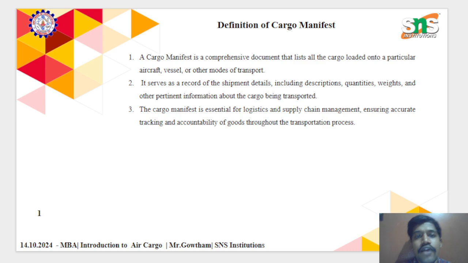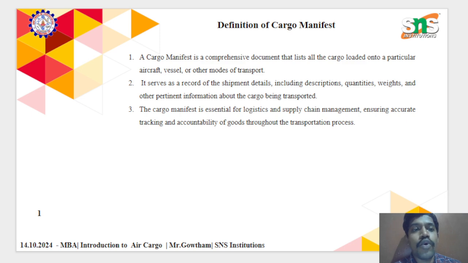So what is the cargo manifest? The cargo manifest is a kind of document which is used by cargo companies, because the paper we are studying is air cargo. Air cargo means the transportation of goods through air flight mode. So there is a document named the cargo manifest, used for the goods that are loaded onto a particular aircraft.